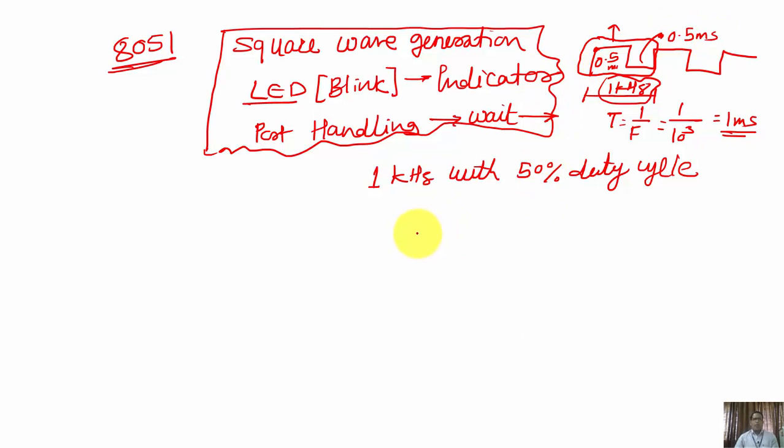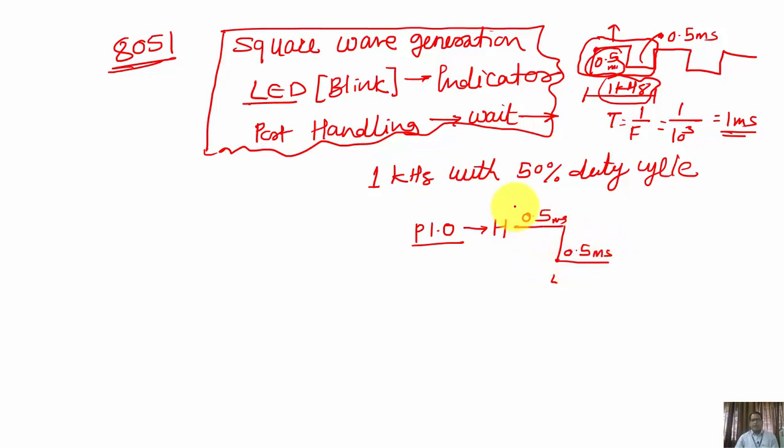Suppose I want to generate a square wave on port pin P1.0. First I am going to make the status of P1.0 high. I am going to keep the status high for 0.5 millisecond. Then the status will change to low, and again the low status of P1.0 we are going to keep for 0.5 millisecond.